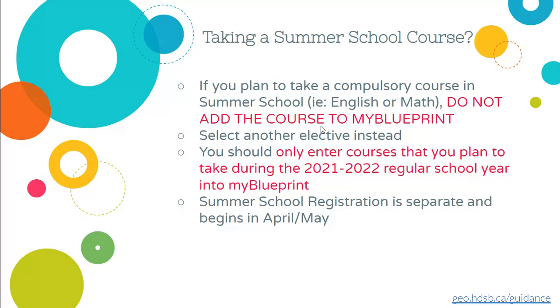Summer school registration is completely separate. That happens in April or May, and information for that will be posted on the Georgetown School website, the Georgetown Guidance website, and the Gary Allen website, which is actually the school that offers summer school programming.